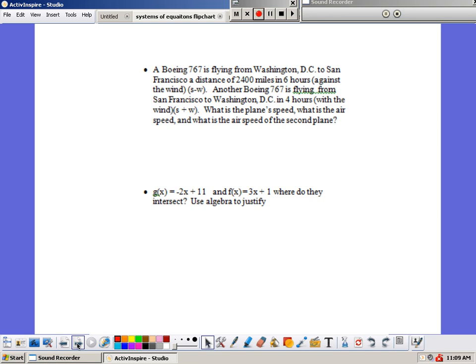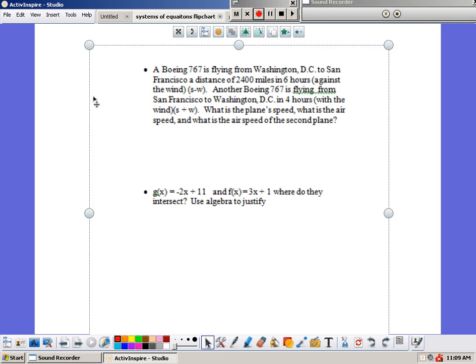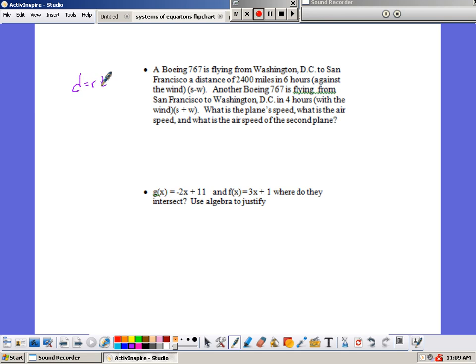Okay, so we have two planes. My first plane, and we're doing distance, so D equals RT. My distance is 2,400. My time is 6 hours, and my speed is S minus W, or my rate. My second plane is going also 2,400 miles. It's doing it in 4 hours, and it's S plus W. So the first thing I'm going to do is distribute, so I can get them into standard form, because right now I cannot do anything with them.